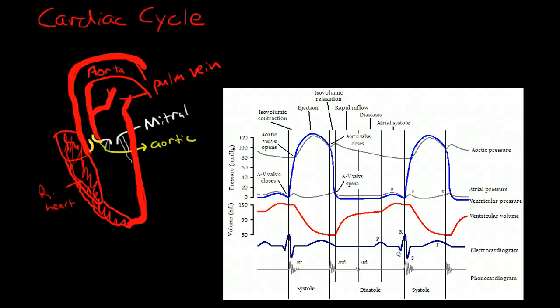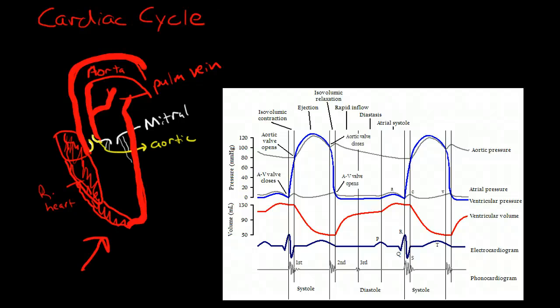Now, here we have a couple of pictures. This is a picture of the heart, and I just sort of scribbled out the right heart here because I really am going to be just focusing on the left heart. And you're just going to have to remember that the same processes are occurring simultaneously in the right heart. But it's easier if you just think about one half of the heart at a time.